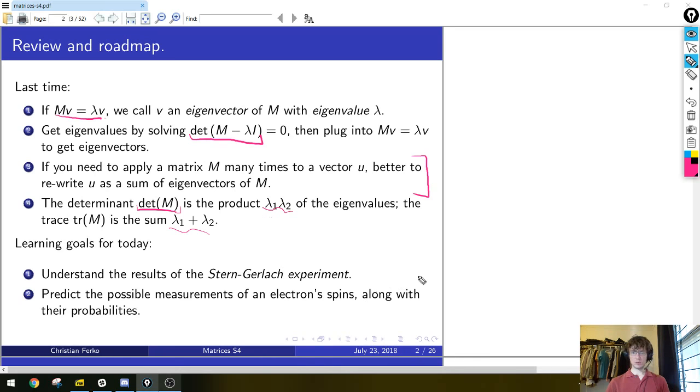This time, we're going to shift gears for the first part and just discuss, qualitatively, a very surprising experiment called the Stern-Gerlach experiment, which is the traditional starting point for a study of quantum mechanics. And then we'll see how to use this technology of eigenvectors and eigenvalues to explain the results of Stern-Gerlach and predict possible measurements of an electron spin with their probabilities, which is the classic toy example of quantum mechanics. So that is the plan for today.